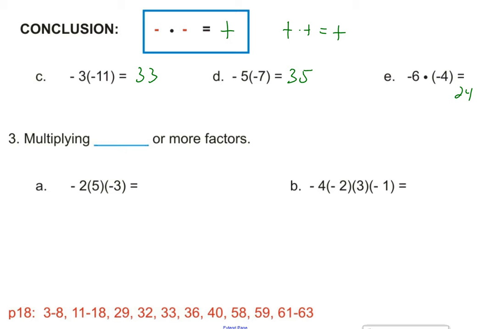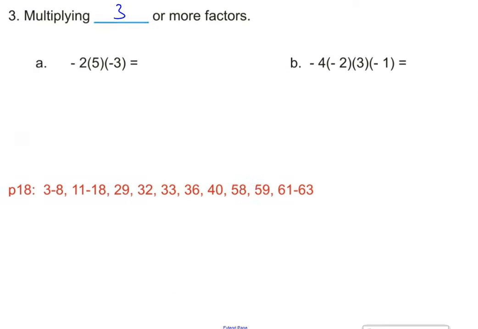Okay, so let's finish up with one other thought. What if you multiply 3 or more factors? Oh no. Surely we have no idea what to do. All right, we haven't done 3 or more before. This will be impossible to do, but let's see if you can get it. Try A. Don't say anything out loud. Go ahead and solve A. Let's see what you get. What happens when you multiply a negative 2 times a 5 times a negative 3? Where do you end up?